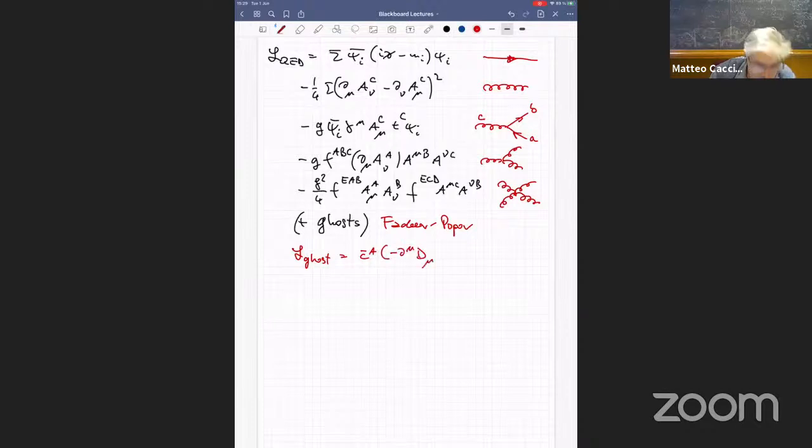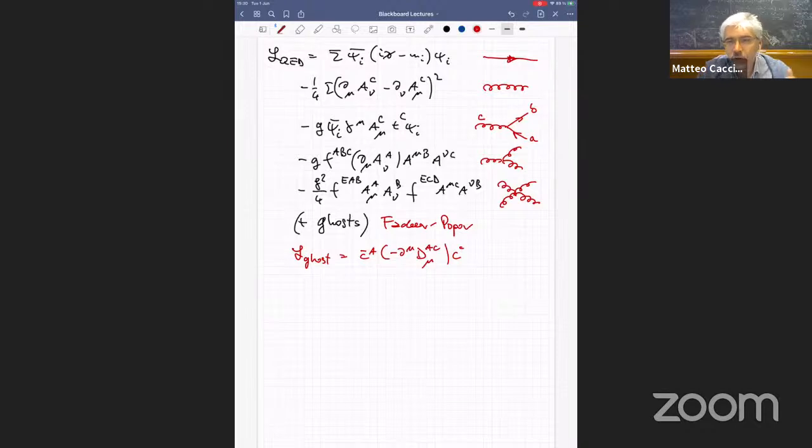This is the covariant derivative that I have not defined, but it doesn't matter since I'm not going to use it. So you have to add to the Lagrangian these terms, and they are there to eliminate unphysical degrees of freedom that would remain. You cannot quantize properly a non-abelian gauge theory unless you take care of these unphysical degrees of freedom. And so one way of doing this is to include these additional terms.